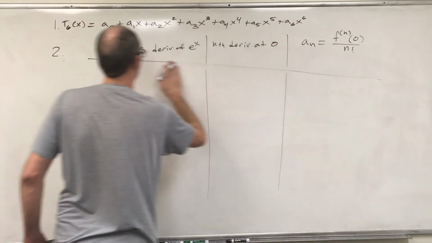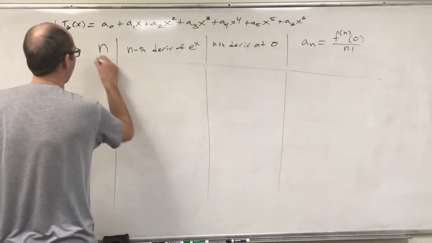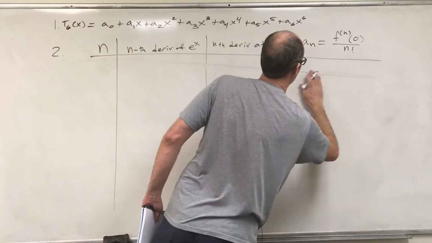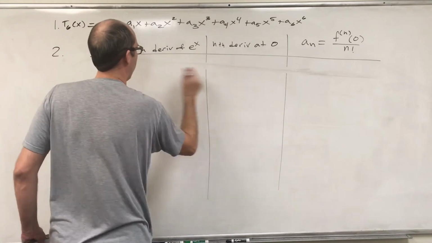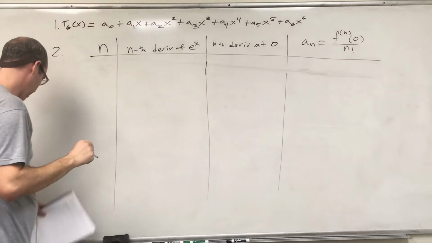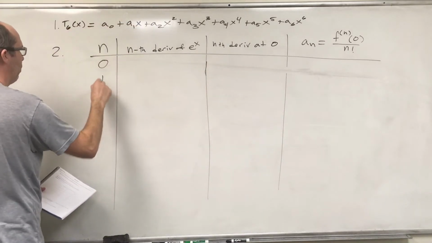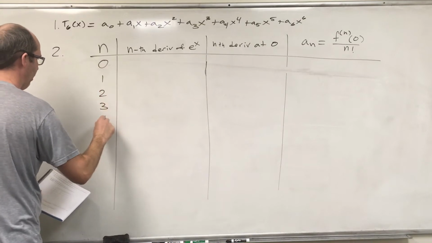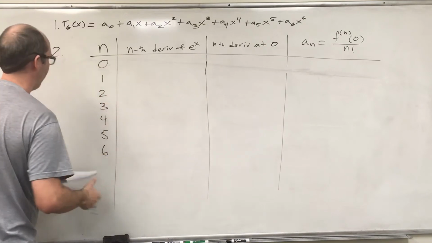Oops, that doesn't look very good, does it? Okay, let's go like this. We'll go like that. All right, that looks a little better, I'd say. I've got 0, 1, 2, 3, 4, 5, 6.